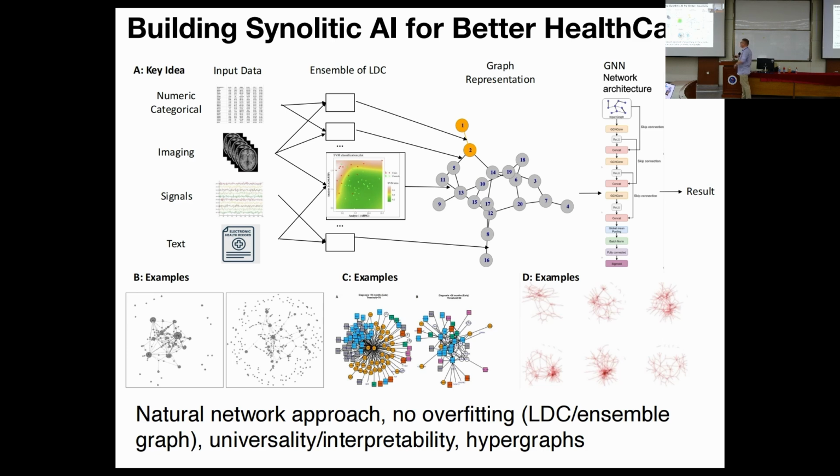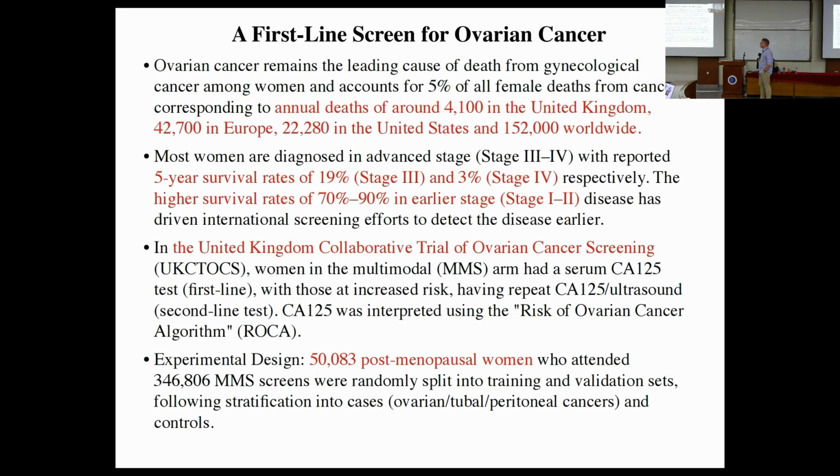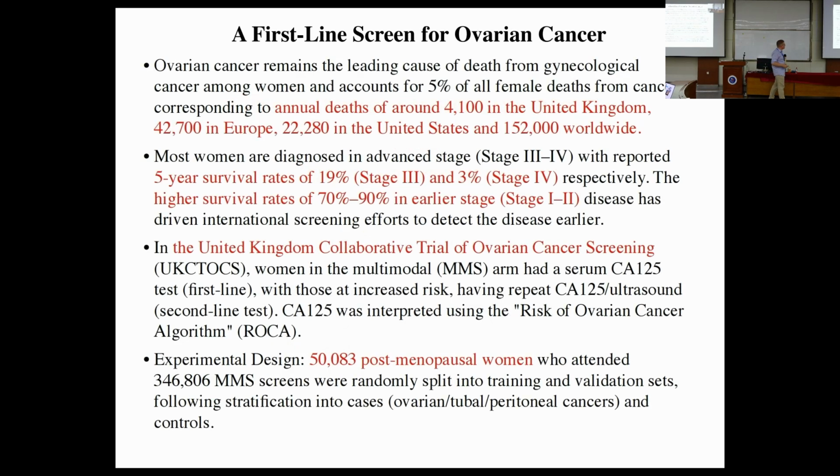So I still have 20 minutes now about challenges and work in progress, because now we are continuing to use this technique. So the first problem is the analysis of proteomic longitudinal data. We have access to quite unique data from the UKCTOCS study. It's the United Kingdom Collaborative Trial of Ovarian Cancer Screening.